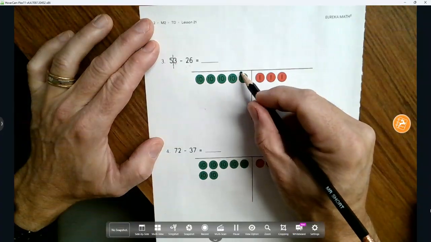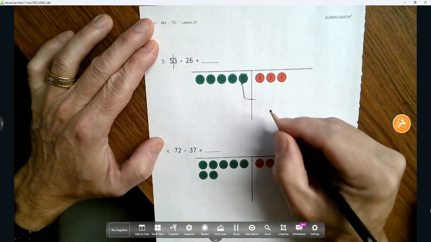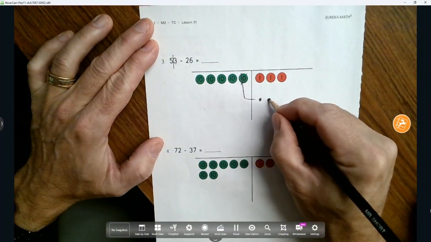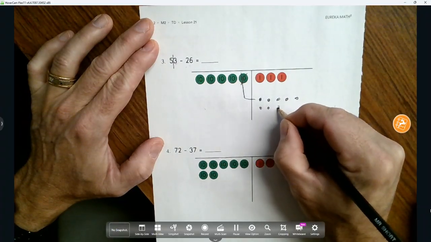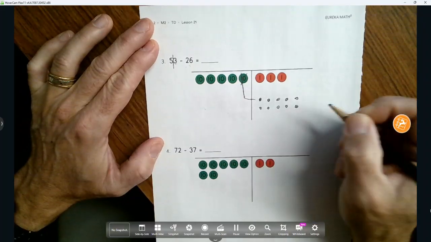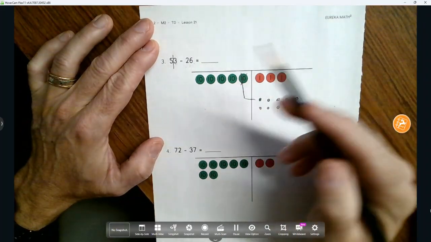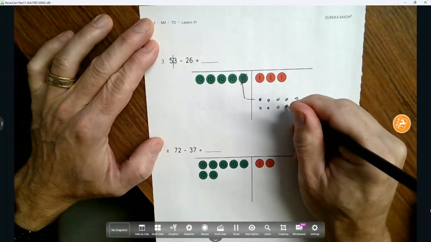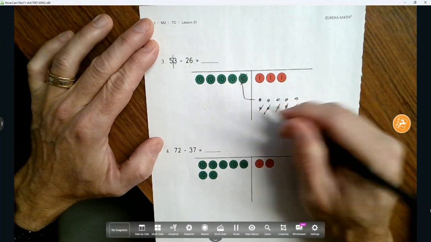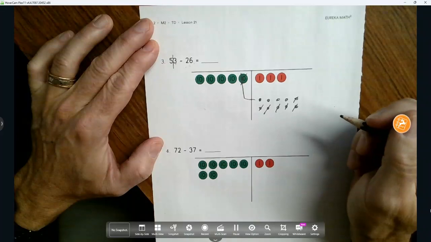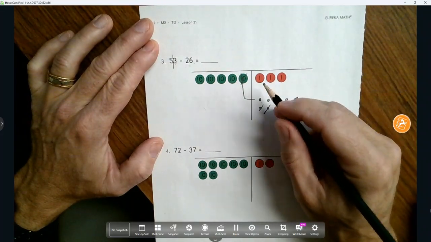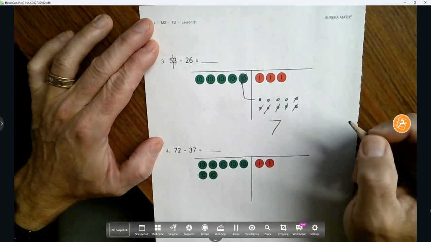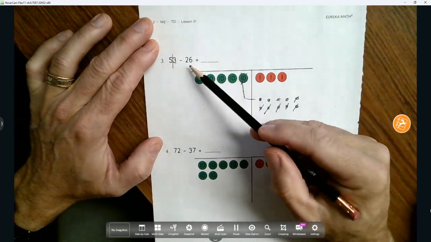All right. Time to blow up a 10. That 10's gone. Let's add 10. 2, 3, 4, 5, 6, 7, 8, 9, 10. All right. Can we take the 6 away now? Yes, we can. 1, 2, 3, 4, 5, 6. How many do we have left? 1, 2, 3, 4, 5, 6, 7. Put that 7 there.